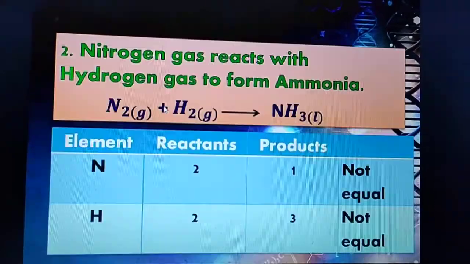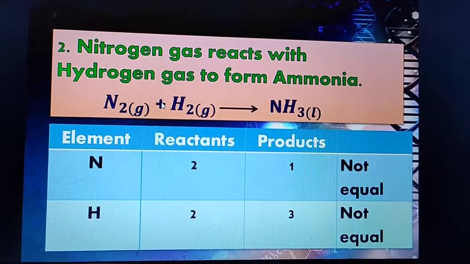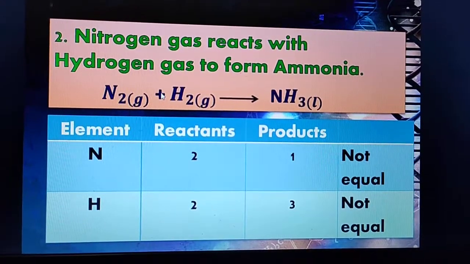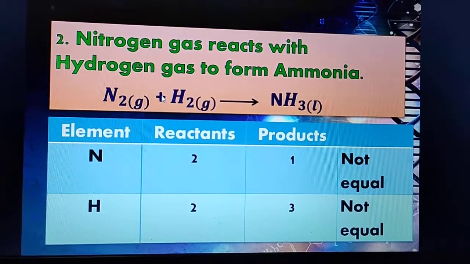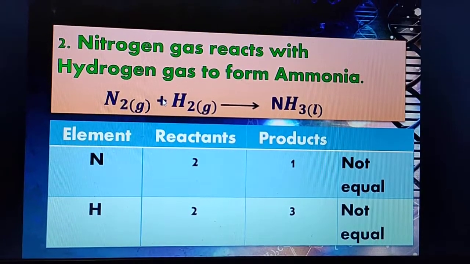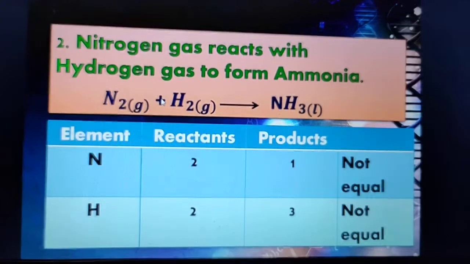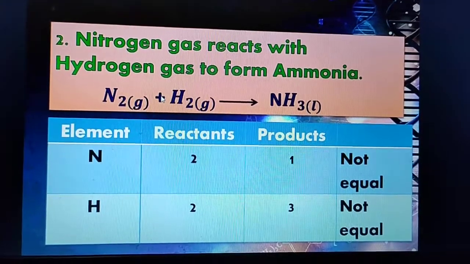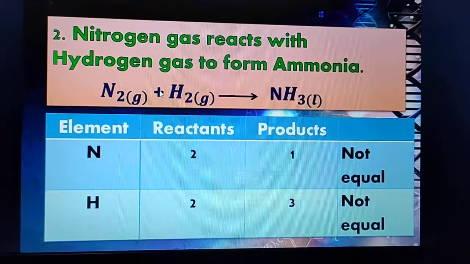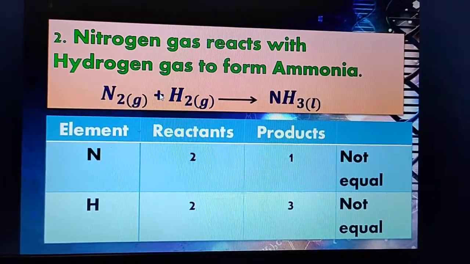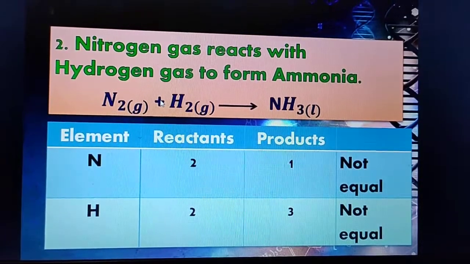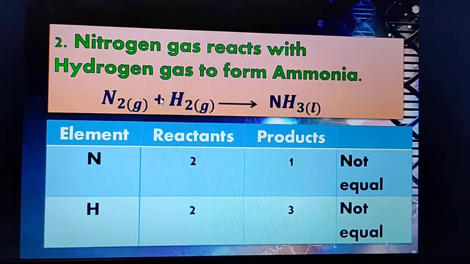Okay. One more example I'll tell you. Nitrogen plus hydrogen gives out ammonia. So here you count element nitrogen. Two atoms of nitrogen are present on the reactant side, and product side 1 atom. Hydrogen 2 atoms, product side 3 atoms, which is not equal. See, both the atoms of nitrogen and hydrogen are not equal on the reactant and product side. So what we have to do, you have to balance.